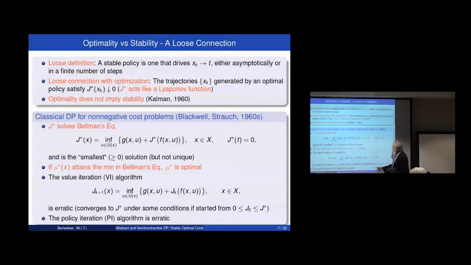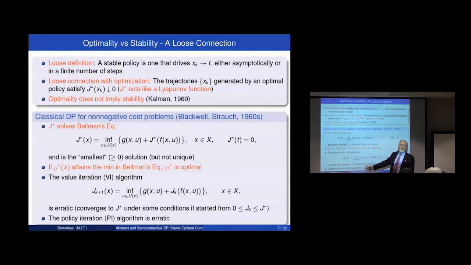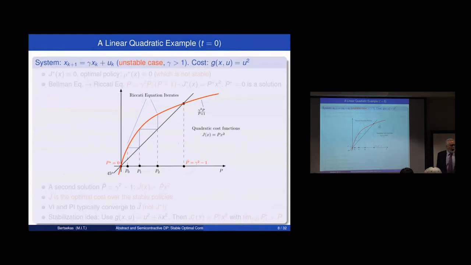Also, the other major algorithm, policy iteration, about which I'm not going to say very much, is also erratic. It's possible for policy iteration to oscillate and not to converge to an optimal policy. So there are some gaps here in the theory, and these gaps are quite real. And let me now get back to the linear quadratic example.